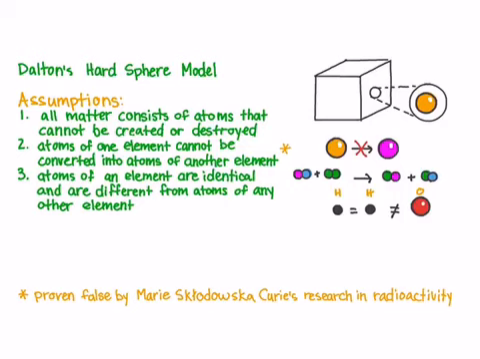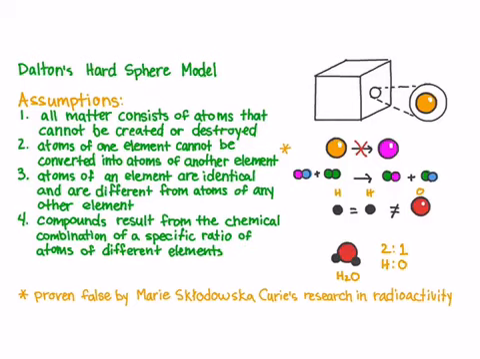The third states that atoms of an element are identical and are different from atoms of any other element. So all atoms of hydrogen always have the same mass and the same properties, but hydrogen atoms and oxygen atoms are different from each other. Finally, the last assumption is that compounds result from the chemical combination of a specific ratio of atoms of different elements. For example, the compound water, or H2O, is always composed of a 2-to-1 ratio of hydrogen and oxygen, because each unit of H2O is made of 2 hydrogen atoms and 1 oxygen atom.